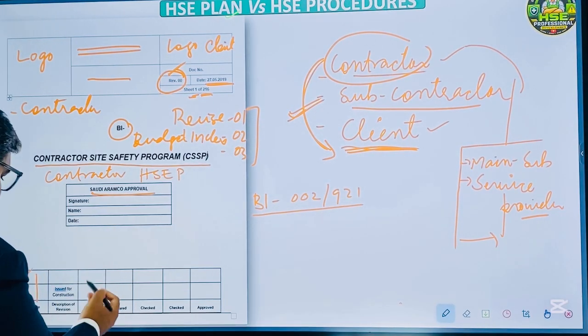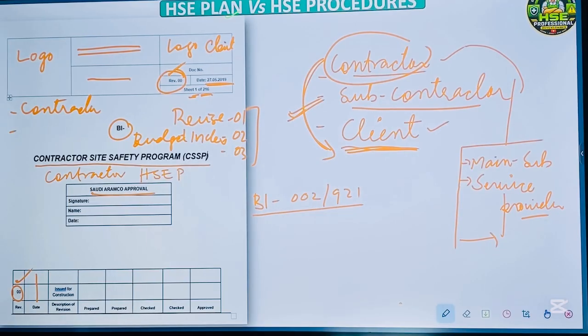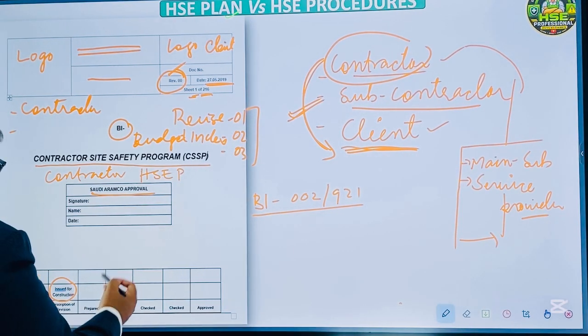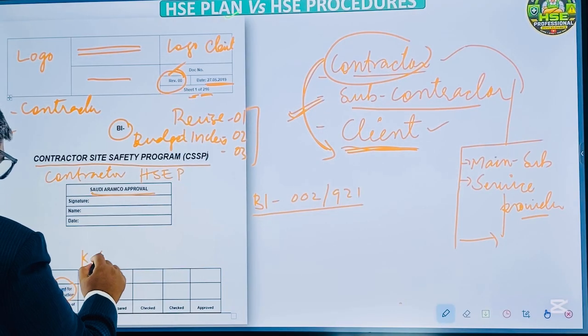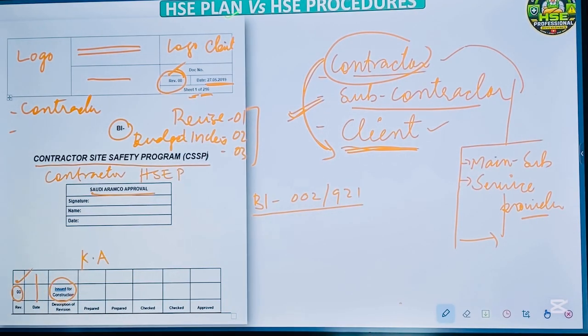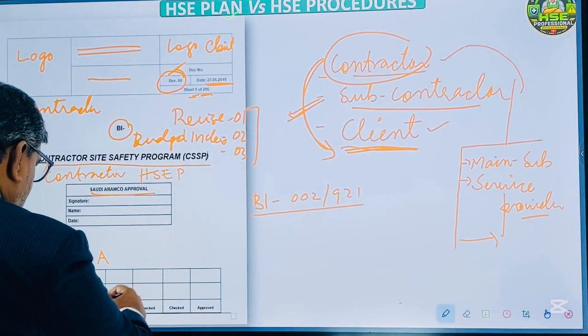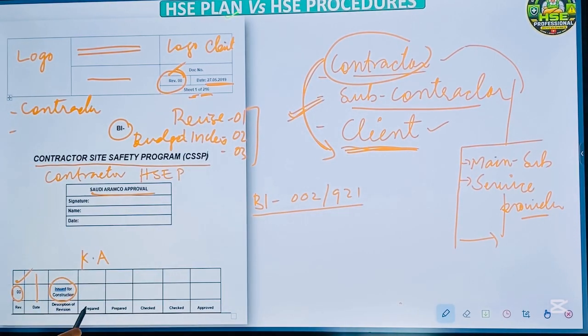Okay, what is the purpose of this procedure? Why did we make this procedure? This procedure was made for issued for construction work. Who prepared? Suppose my name is KA, I prepared this procedure. Who will review? You can see here to prepare.